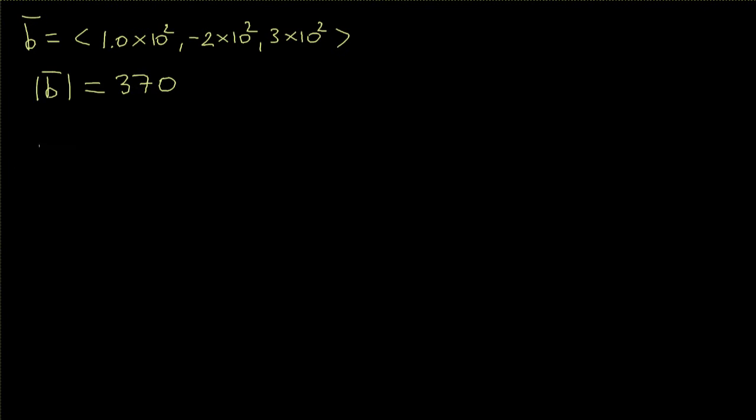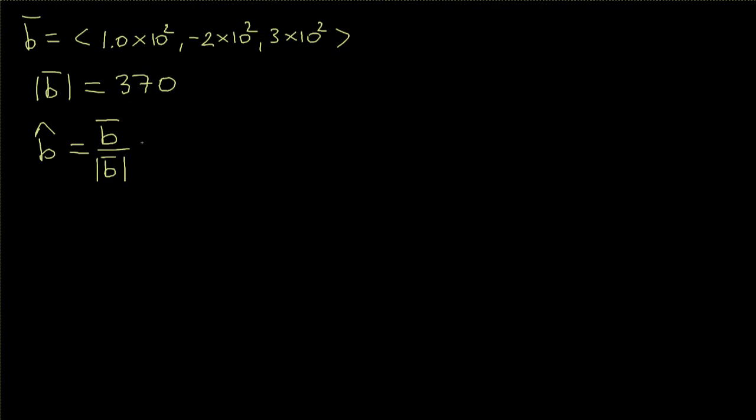Now, the unit vector is a vector that we denote with this hat. So I have the letter B, and then I use this hat to indicate that this quantity is the unit vector. This is how we indicate the magnitude. This is how we indicate the unit vector. Now, to calculate this, I need to divide the vector B by the magnitude of the vector B.